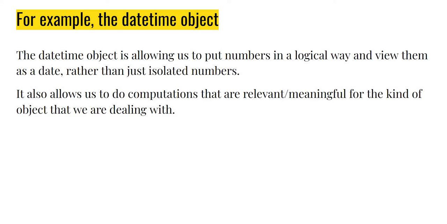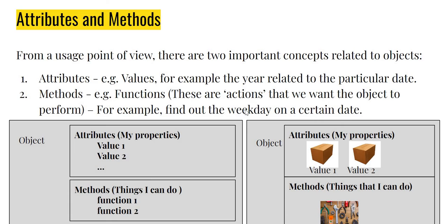Now, this mental model is good enough. For now, we really do not want to get bogged down by this because this is a huge topic in itself and things become more clear as we use it. But I do want to highlight some important terminology. When it comes to objects, there are two important concepts: attributes and methods. Attributes refers to the values, for example, the year related to a particular date. Methods are basically functions, the capabilities, the actions that the object can perform. For example, we can find out the weekday on a certain date, and so on and so forth. Again, this becomes clear as you go along. However, you'll see these terms, so I thought it's important to introduce them.